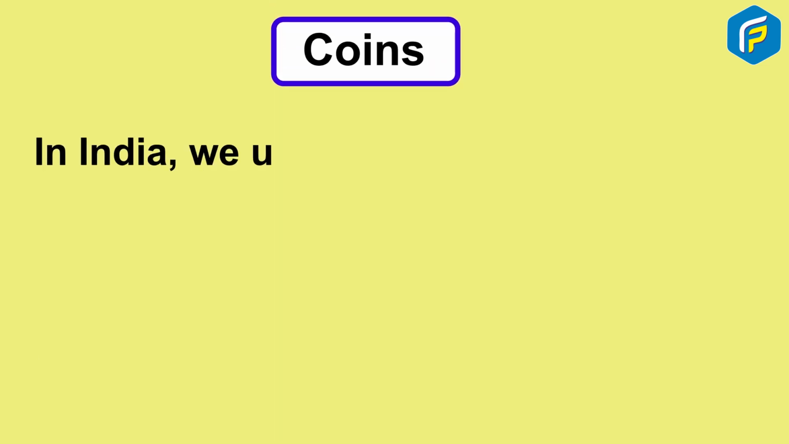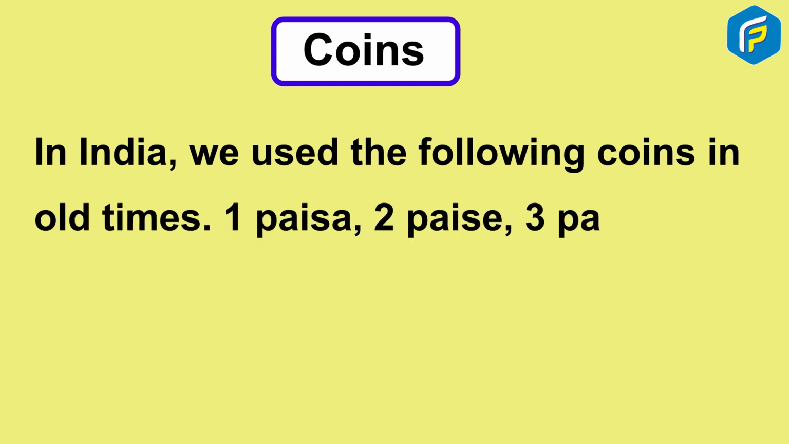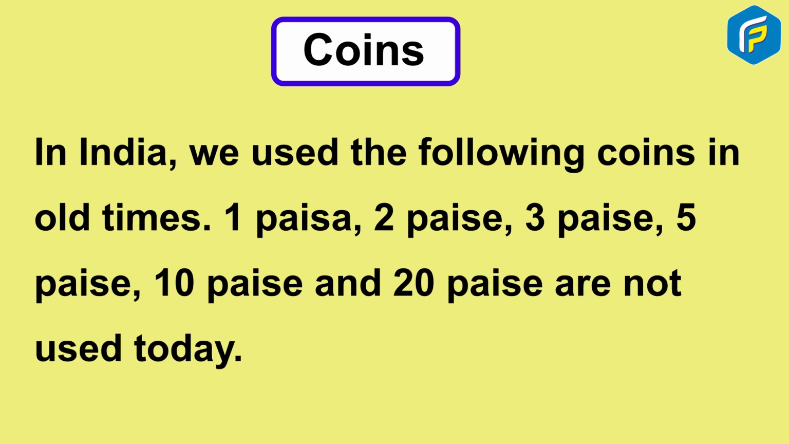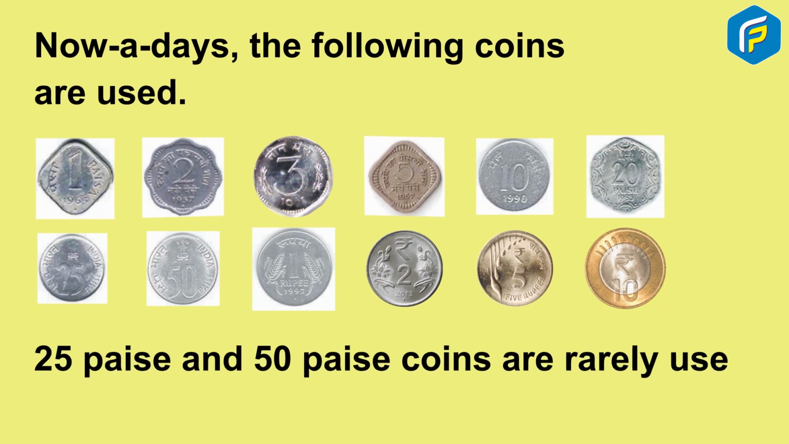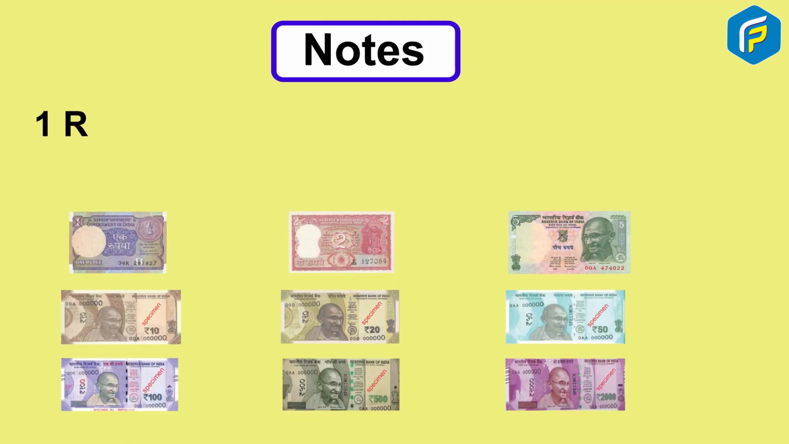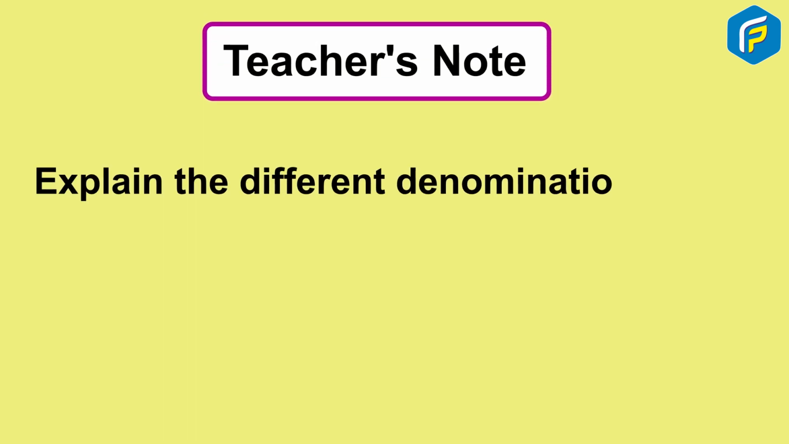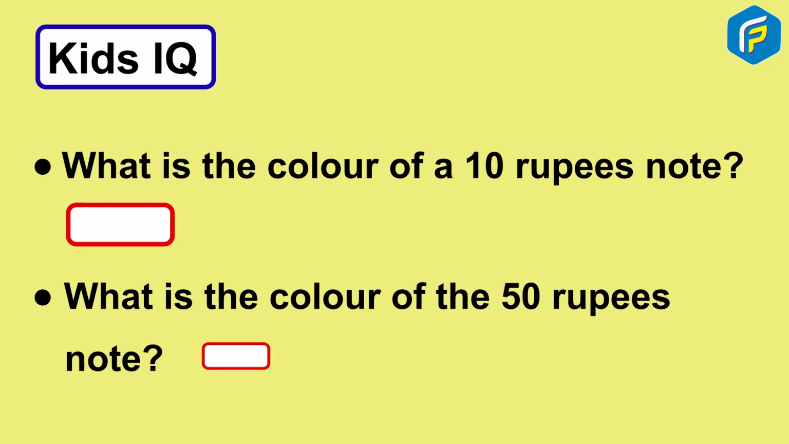In India, we used the following coins in old times: 1 paisa, 2 paise, 3 paise, 5 paise, 10 paise and 20 paise, which are not used today. Nowadays, the following coins are used: 25 paise and 50 paise coins are rarely used. Notes: 1 rupee, 2 rupees and 5 rupees are rarely used today. Teacher's note: explain the different denominations of Indian currency. Kids IQ: what is the color of a 10 rupees note? What is the color of the 50 rupees note?